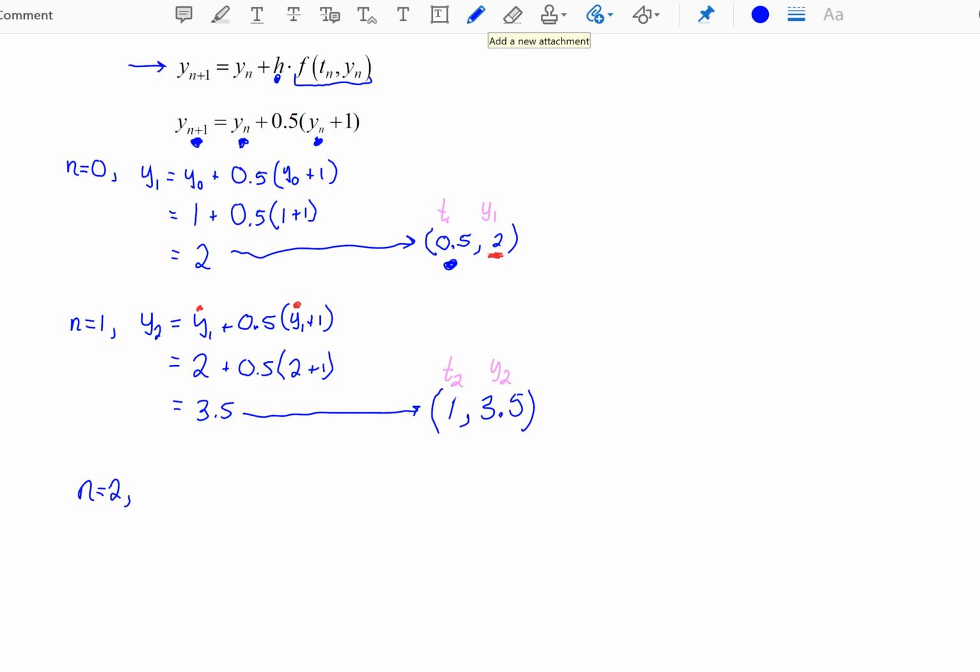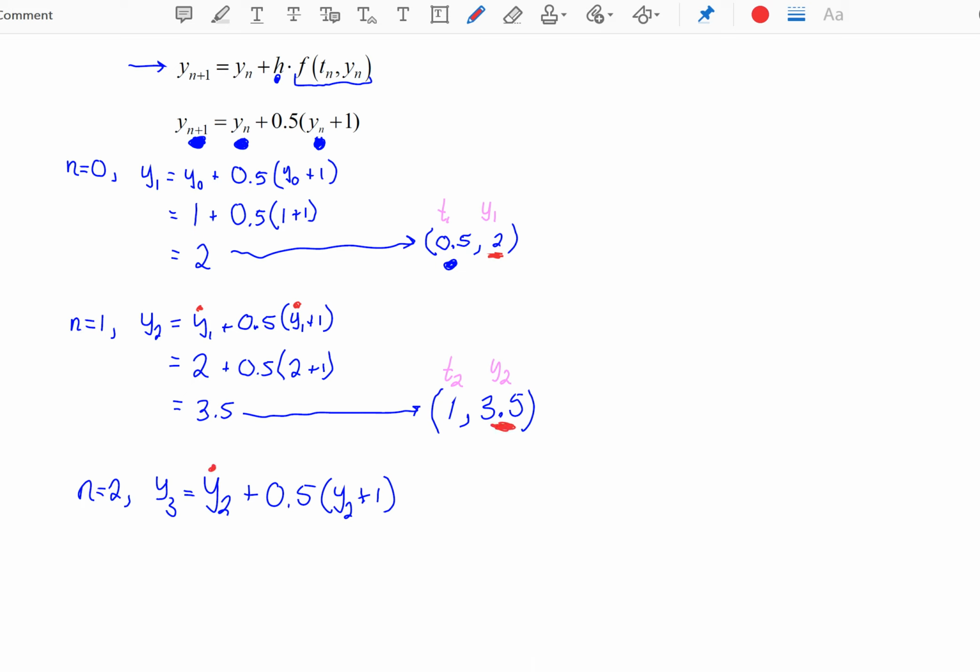If n is equal to 2, then we grab our formula for Euler's method. If n is equal to 2, then we're going to be calculating y3. We're going to start at our point y2 plus our step size 0.5 times, again, if n is equal to 2, this will be y2 plus 1. Again, from our previous calculations, though, we know y2 is 3.5.